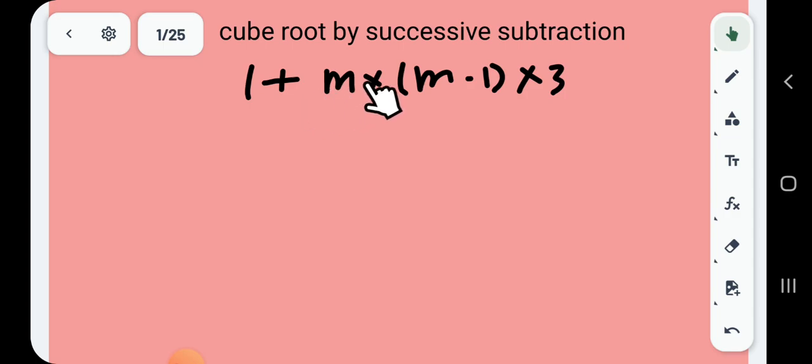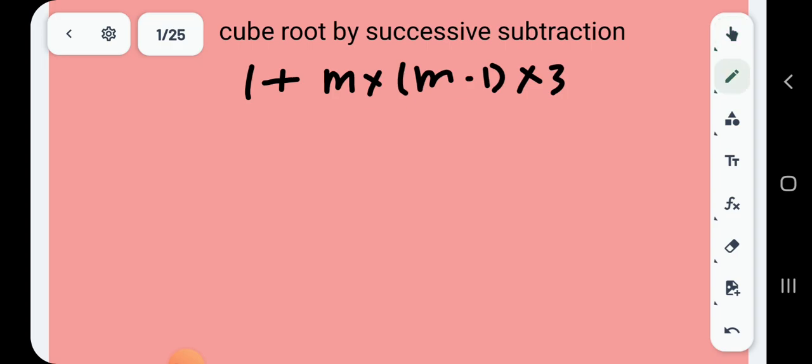Let's say if I put 1 in place of m, I get 1 plus 1 multiplied by (1 minus 1) multiplied by 3. This becomes 0, so I would get 1. Similarly, if I put 2 in place of m, I get 1 plus 2 multiplied by (2 minus 1) multiplied by 3. 3 ones are 3, 3 twos are 6, 6 plus 1 is 7. So this is how we are getting the different numbers here.